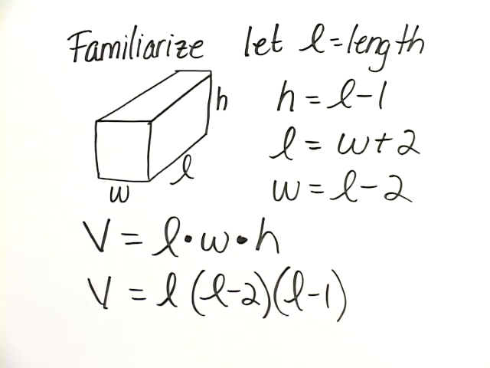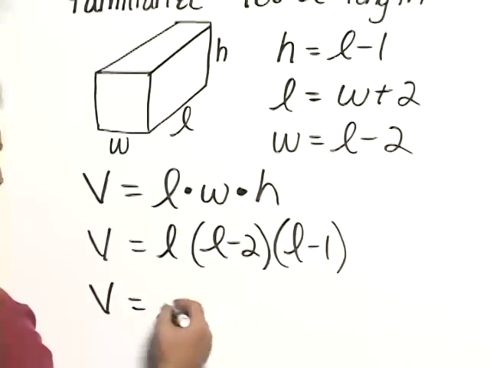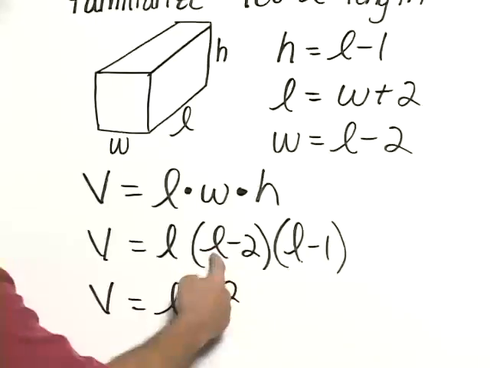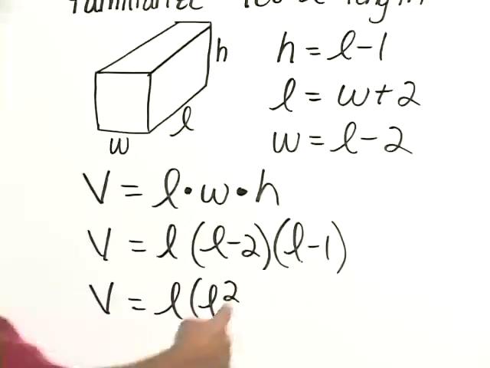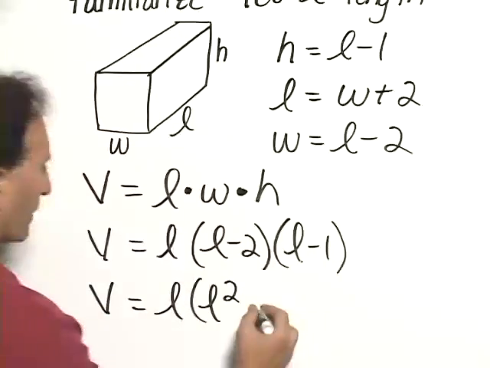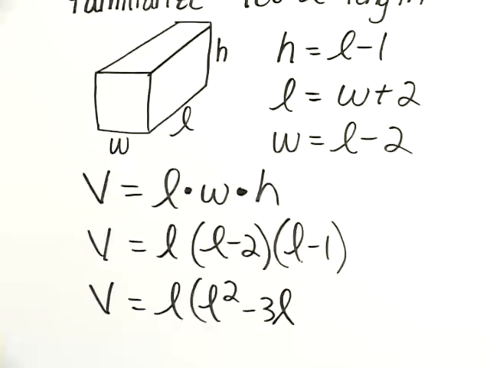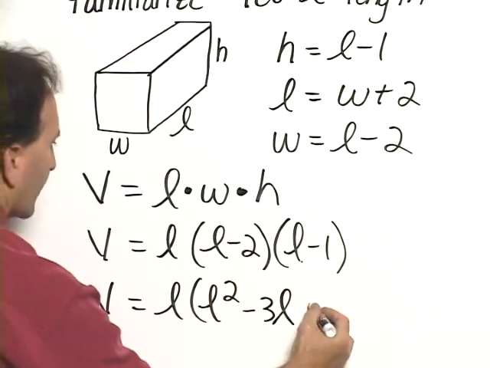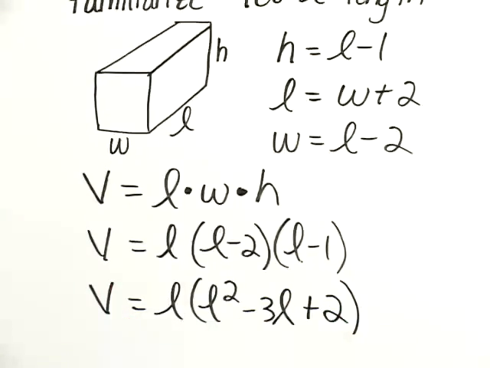The third step is to carry out. That is, we want to simplify this right-hand side to come up with a formula for the volume. So first, let's multiply the two binomials together. So we would have L times L for L squared. The outer term would be minus L. The inner term is minus 2L, so altogether minus 3L. The last would be negative 2 times negative 1 for positive 2.